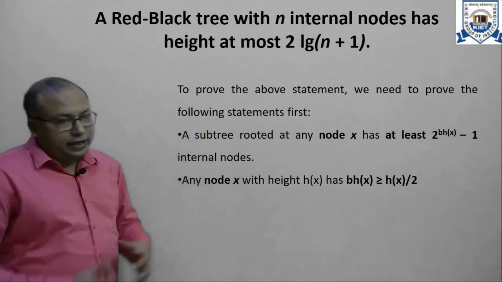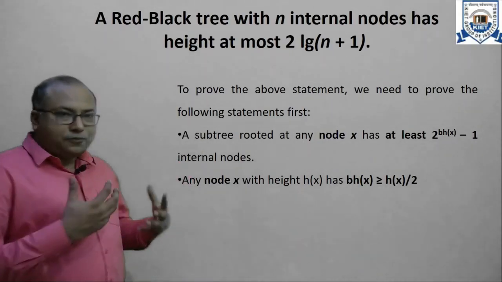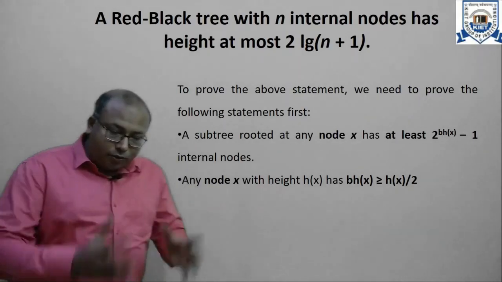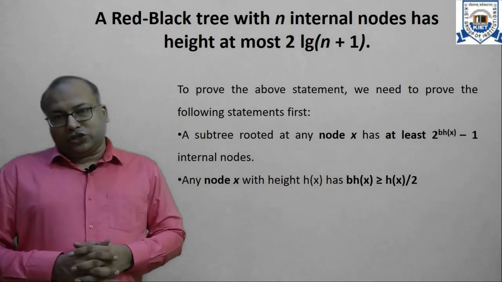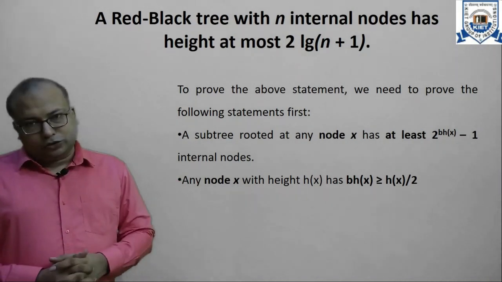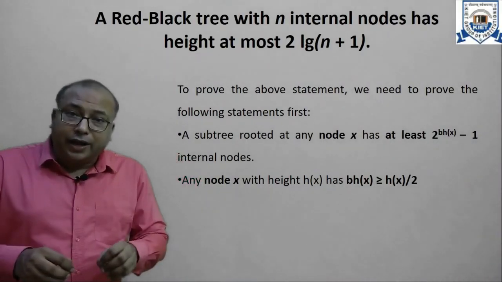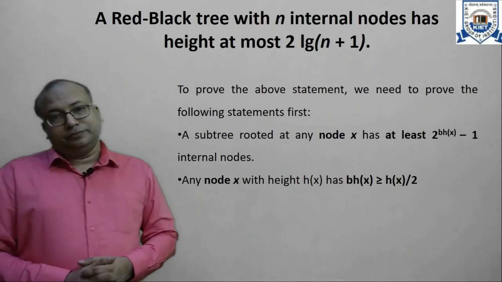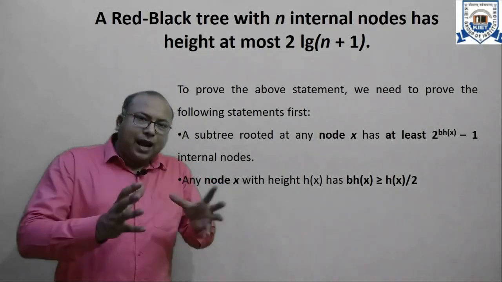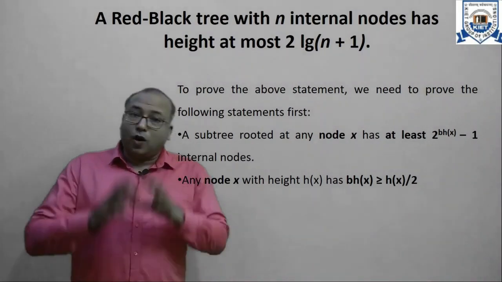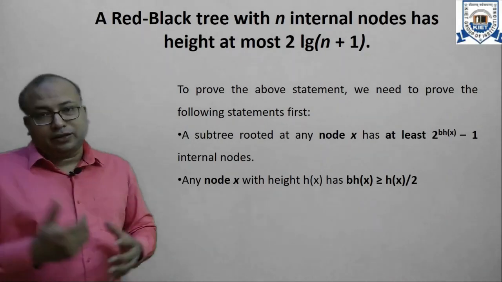To prove this statement, first we need to prove these two statements. What is the first statement? A subtree rooted at any node x has at least 2 to the power bh(x) minus 1 internal nodes. Here bh(x) is the black height of node x. And what is the second statement that we need to prove? The black height of any node should always be greater than or equal to half of the height of that node.